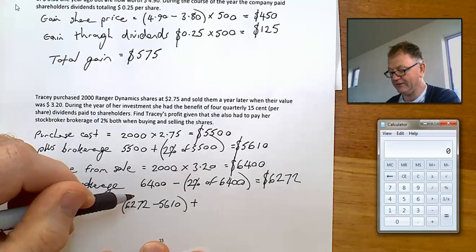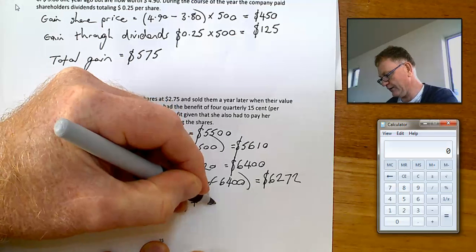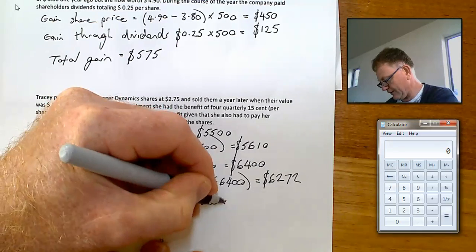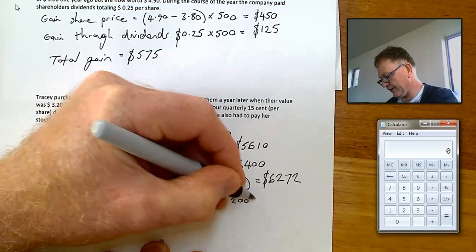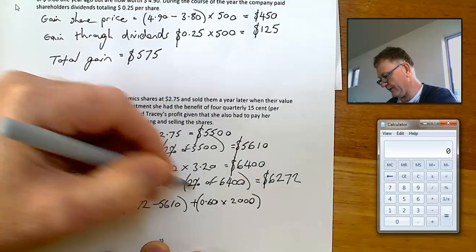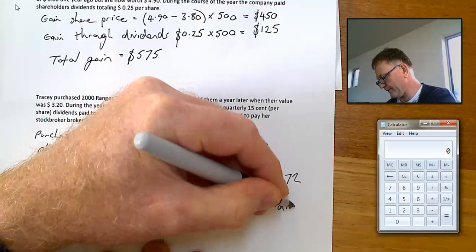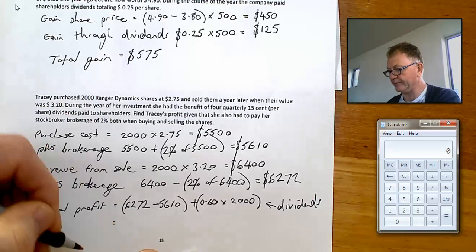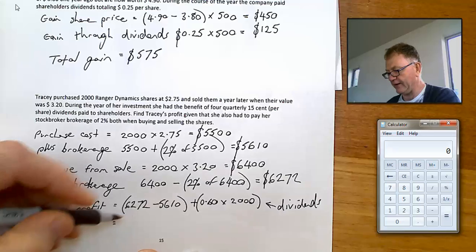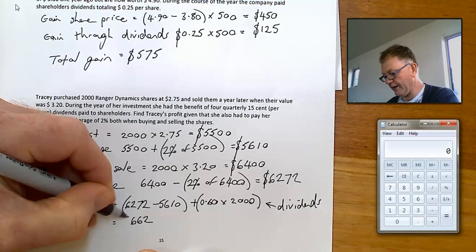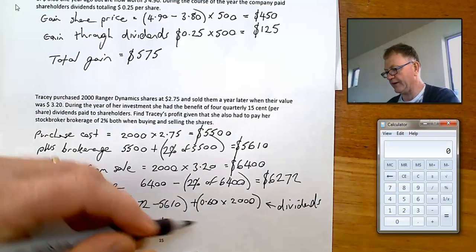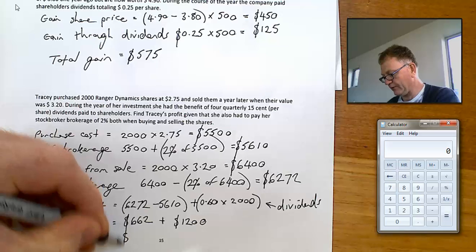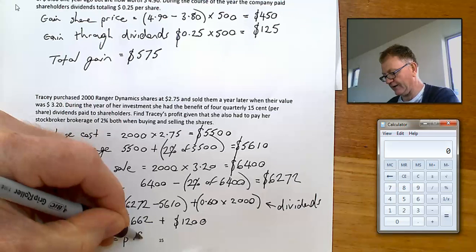Now, 4 quarterly dividends of 15 cents each time. 4 times 15 cents is 60 cents for the whole year. Work in dollars, 0.60 times 2,000 shares, each getting 60 cents for the whole year. These are the dividends. This is the profit she makes from buying and selling. Work this out on the calculator, works out to be $662 from that. Work this out on the calculator, works out to be $1,200. And all up, total profits $1,862.